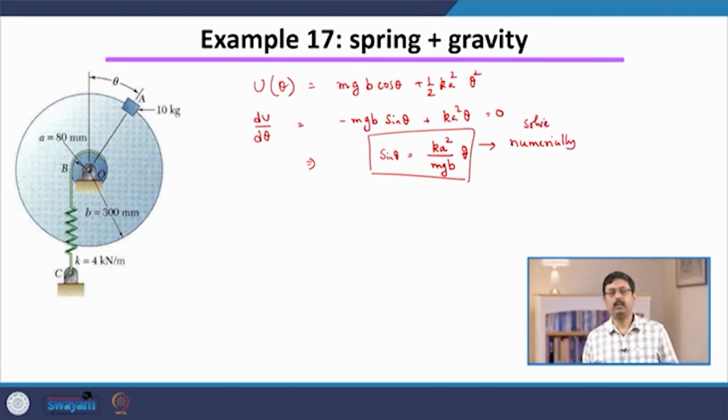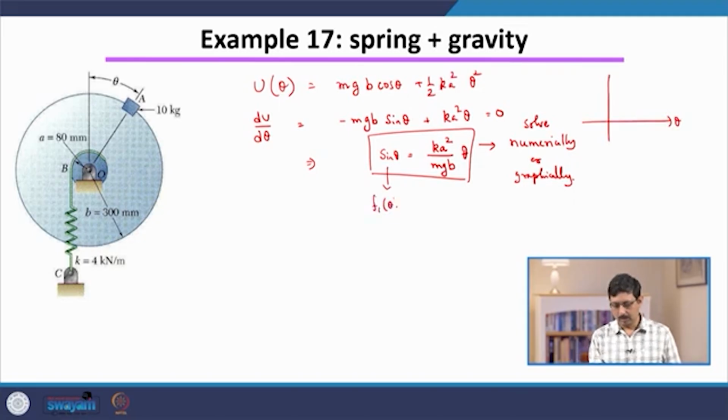There are computational algorithms by which you can solve this kind of nonlinear equation, or graphically. What do we mean graphically? So, you take this theta. Consider this as some function 1 of theta, and this as a second function 2 of theta. The second function is like y equal to mx, something constant times theta. Let us say this is the function k a square theta by mgb, and the sin theta, you know that sin theta starts from 0, and this is sin theta.